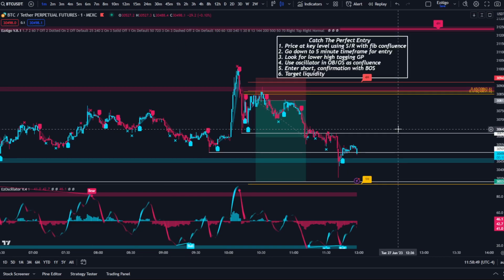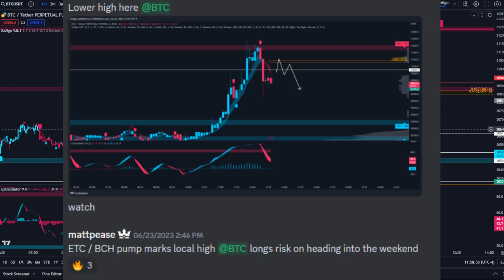Let me show you guys another example of a recent trade. This was a short position I took the other day. I also posted this ahead of time in the Pro Discord. I'll throw a screenshot up on the screen here.